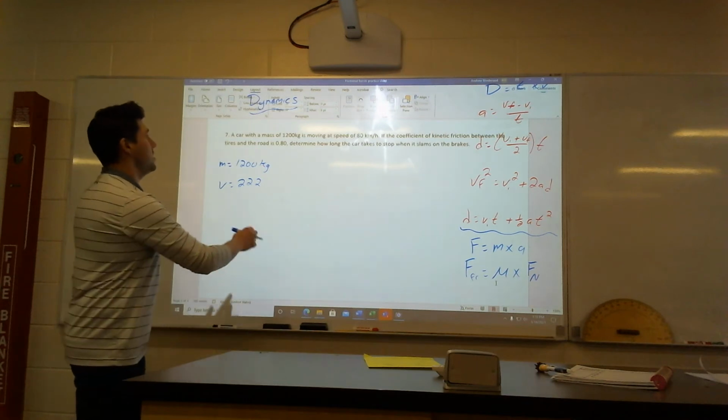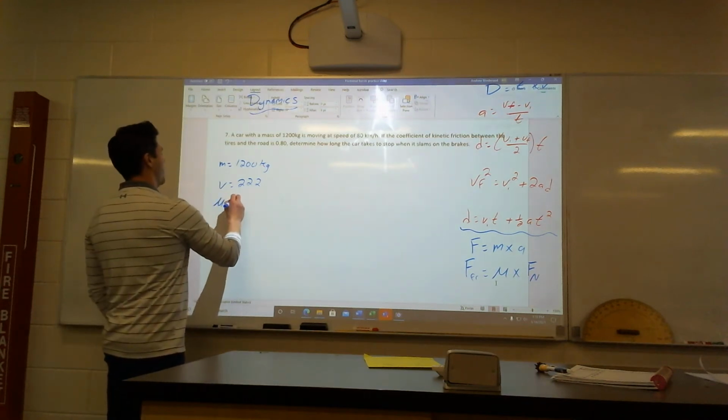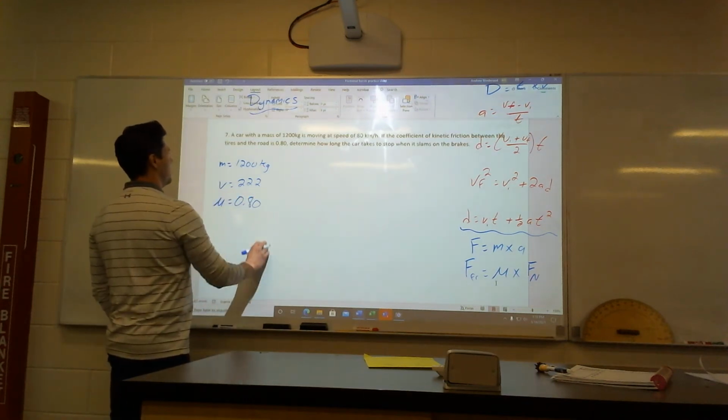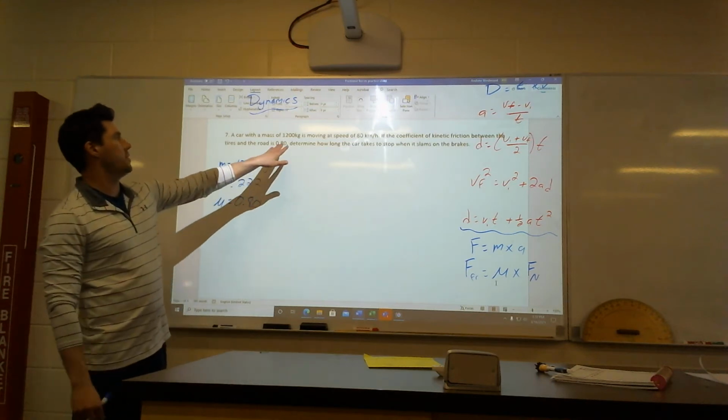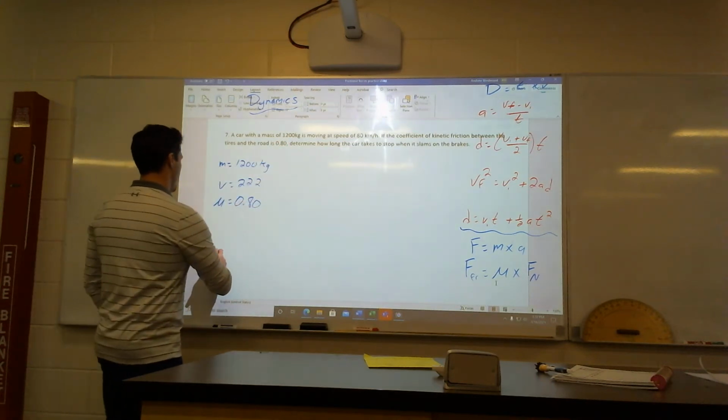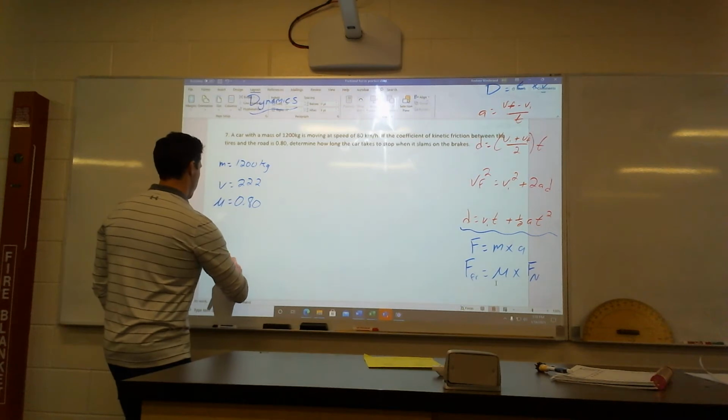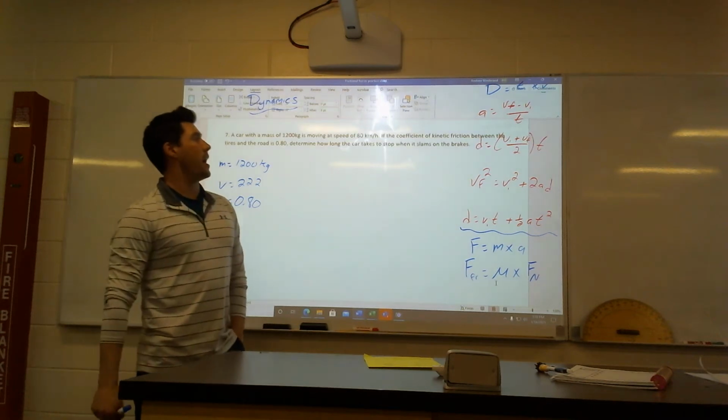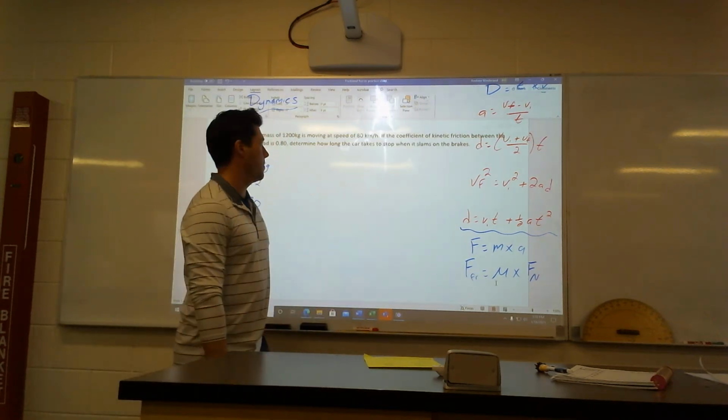It says the mu, your coefficient of friction, is 0.80. So your coefficient of friction is 0.80. Determine, I want to know eventually, way down here, the time. The time it takes to actually stop when slamming on the brakes, okay?